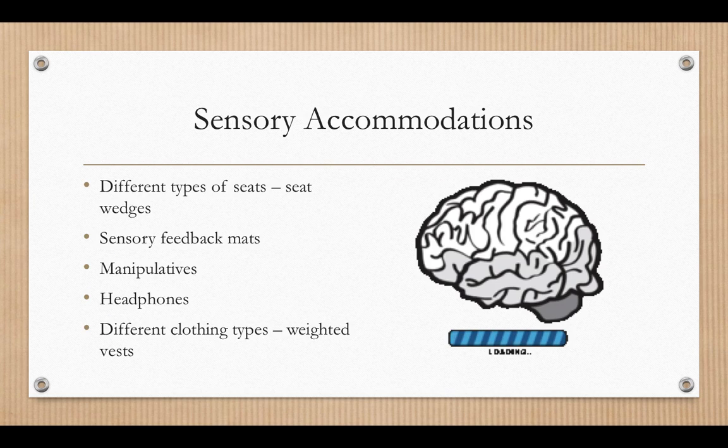Sensory accommodations. There are different types of seats, for instance the seat wedge, sensory feedback mats, manipulatives, headphones, and then different types of clothing, such as weighted vests.